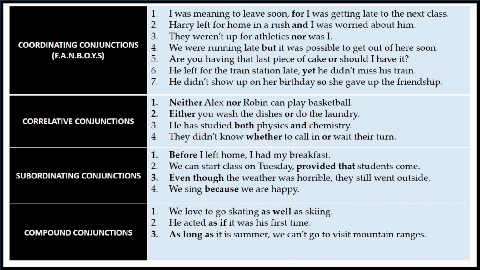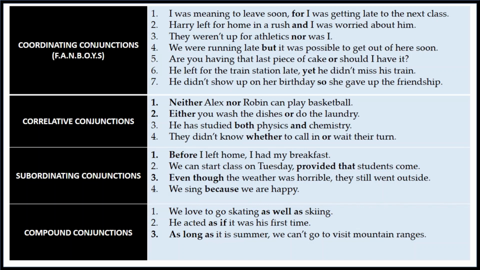They weren't up for athletics, nor was I. We were running late, but it was possible to get out of here soon. Again, two independent clauses. We were running late. We, subject, were running, and late is a complement. And in the second clause, it was possible to get out of here soon. It was, subject, possible to get out, verb, of here soon, it's the object. Anyways, these are examples of coordinating conjunctions. Once again, two independent clauses joined together with a conjunction, that conjunction will be considered a coordinating conjunction.